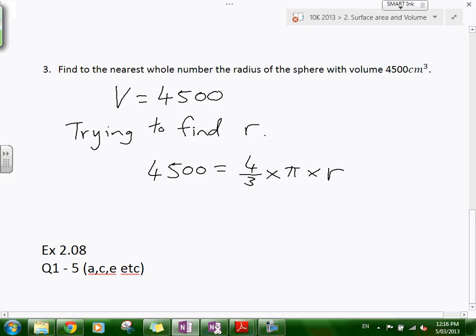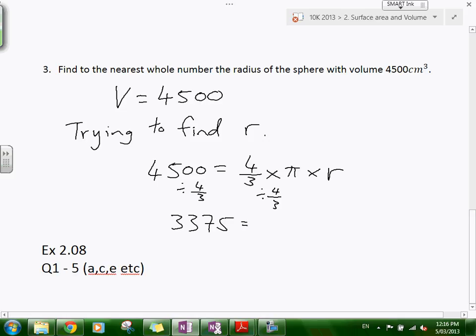Now here's an equation that we need to solve. How do I get rid of this 4 over 3? Okay, divide both sides by 4 over 3. Divide by 4 over 3, divide by 4 over 3. What's 4,500 divided by 4 over 3? 3375, thank you.